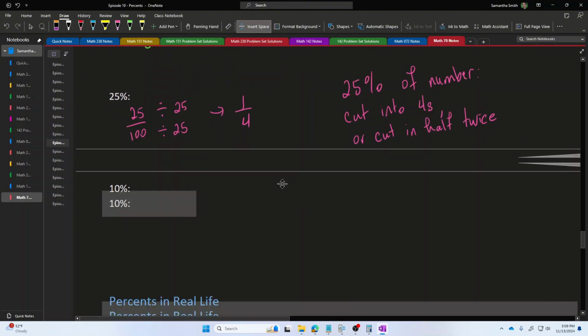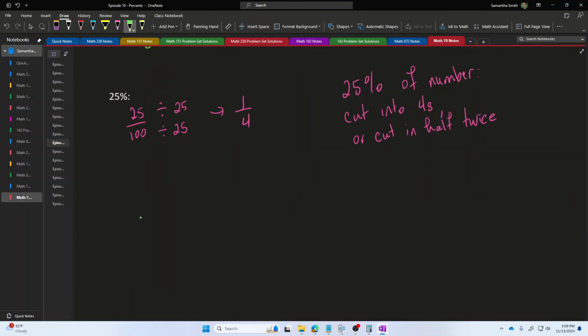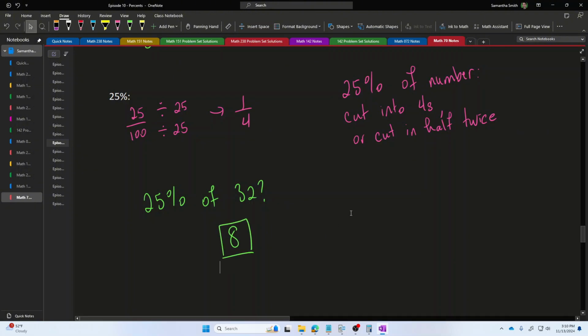So for example, if someone says to me, what is 25% of 32? Then I would cut 32 in half twice. 32 in half once goes to 16. That in half again goes to 8. So 8 would be 25% of 32.